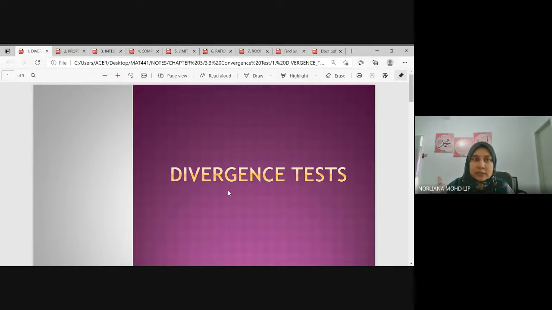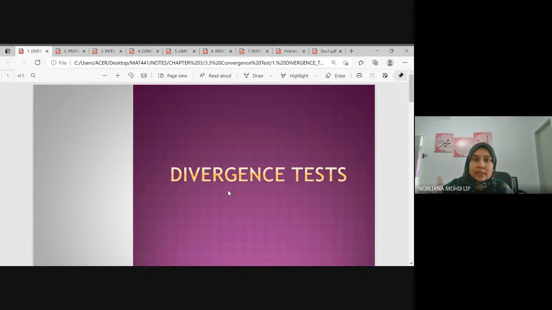Okay, sebelum ni kita dah belajar the infinite series kan. Infinite series kita dah belajar ada 4, which is geometric series, harmonic series, telescoping series and last one P series. Okay, setiap 4 tu dia ada dia punya convergent test yang tersendiri. Okay, tapi untuk yang ketiga ni, topik yang ketiga ni, convergent test.